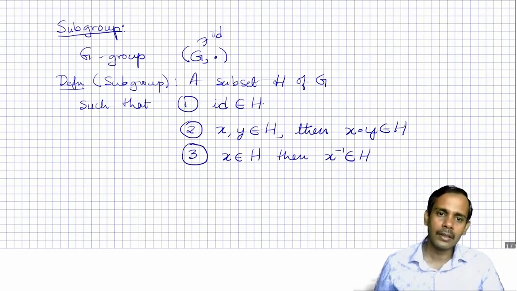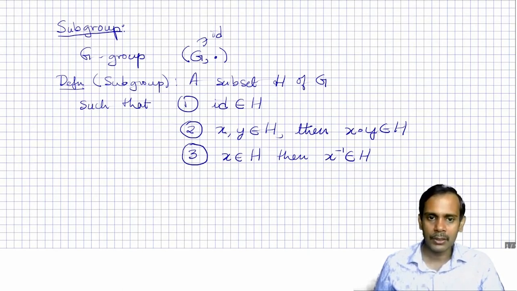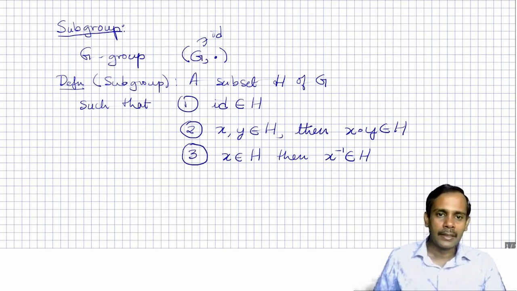So I guess you can leave out the first axiom here because it follows from 2 and 3. Because if X belongs to H, X inverse belongs to H, and then X times X inverse, which is the identity, belongs to H. So identity belongs to H. So in any case, you only need to check these two.